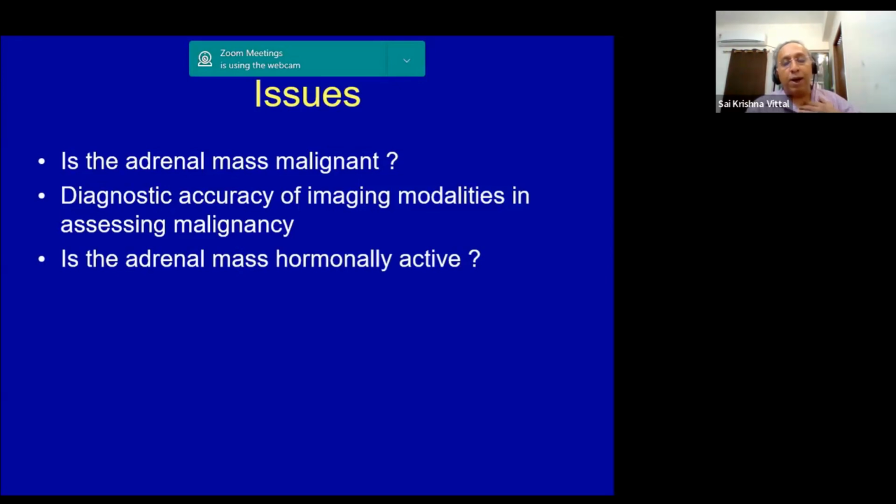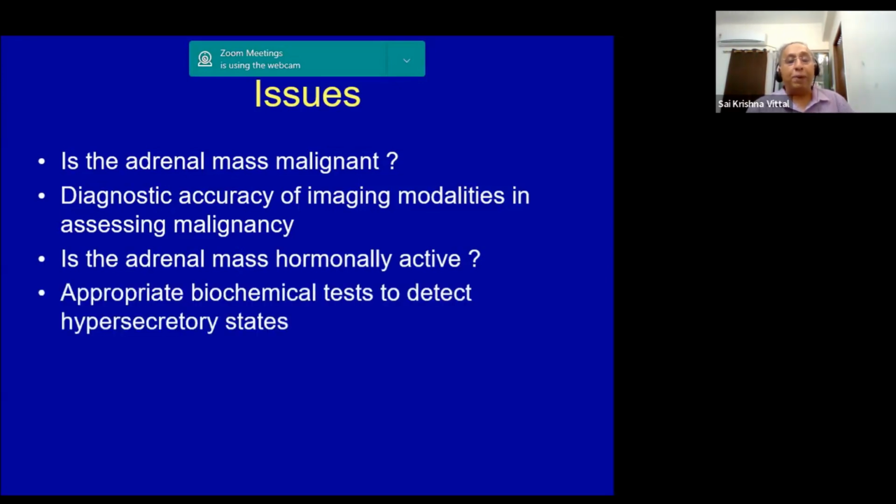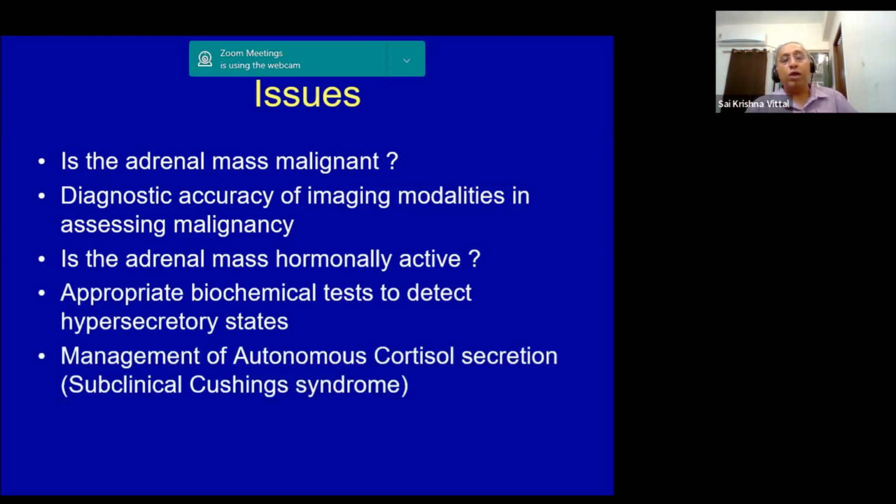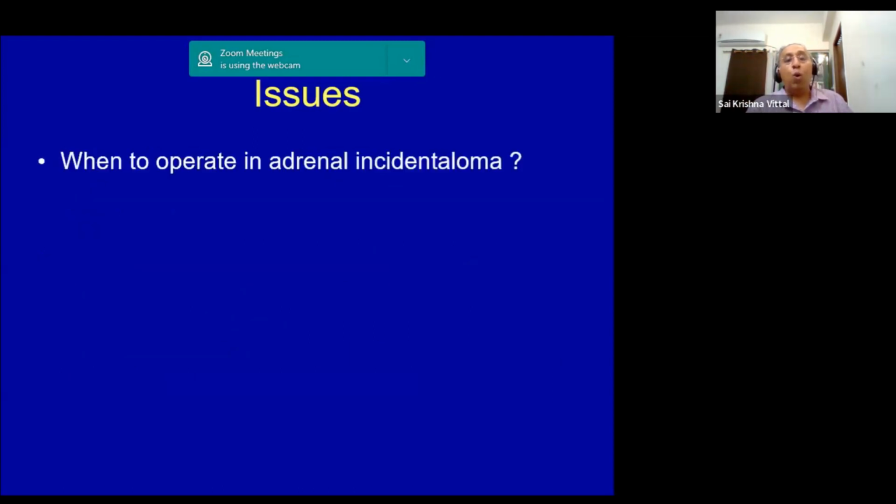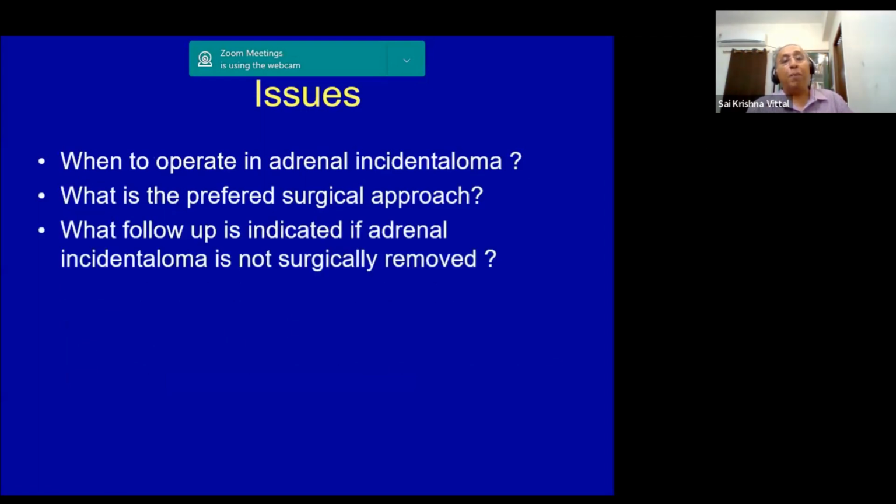Pardon me, I have had chronic laryngitis for the last few weeks. What are the appropriate biochemical tests to detect hypersecretory states? What is the management of what was previously called subclinical Cushing's, nowadays called autonomous cortisol secretion? When to operate in adrenal incidentaloma? What is the preferred surgical approach? What follow-up is indicated if the adrenal incidentaloma is not surgically removed?